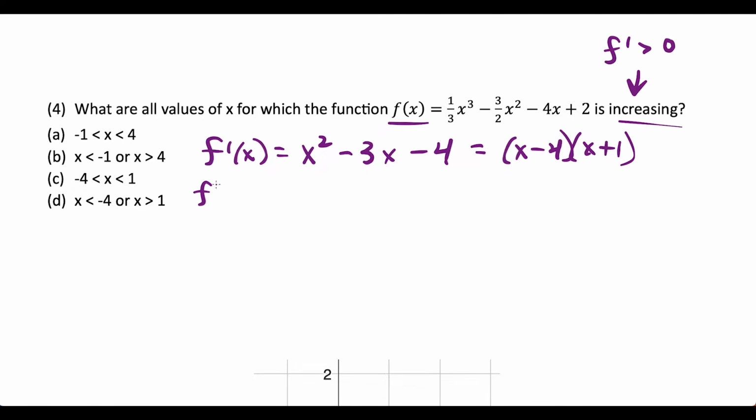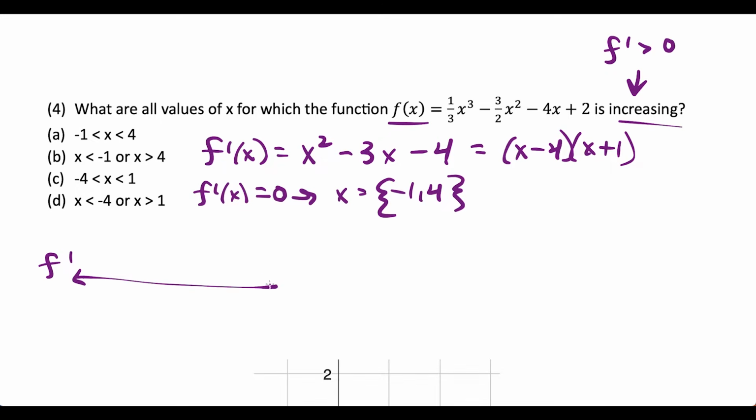And then if we set f prime equal to 0, this tells us that our 2 critical points are going to be at x equals -1 and positive 4. So now we can make a sign chart here for f prime, and we're going to mark it at the critical points, -1 and 4.